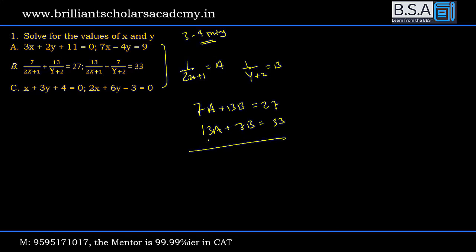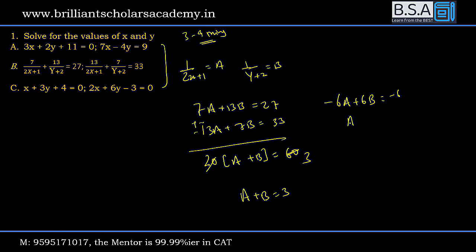So you observe it is so well designed. If I add both, I will have 20 times of A plus B is equal to 60. So A plus B is equal to 3. If I subtract, this is 7 minus 13. So I have minus 6A plus 6B is equal to minus 6. So A minus B is equal to 1.